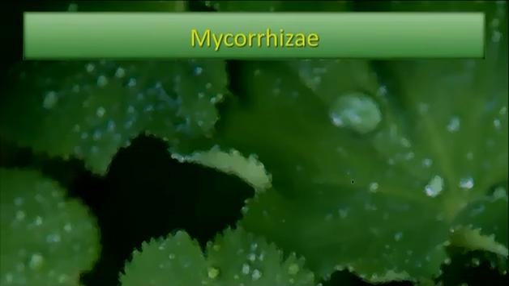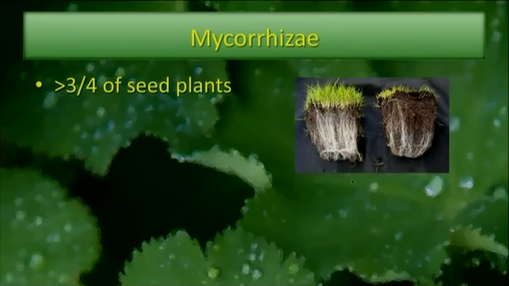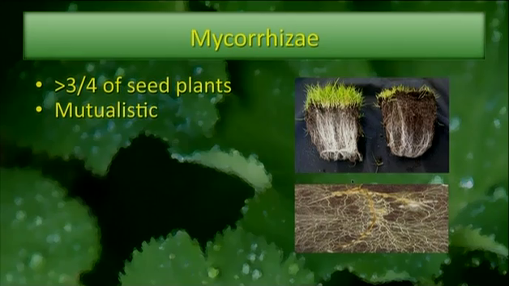Now we also have mycorrhizae. Mycorrhizae means fungus root. More than 3/4 of seed plants actually have mycorrhizae, and this is a mutualistic association between a fungus or fungi and the roots of different kinds of plant species. It's a mutualistic association because both parties benefit.